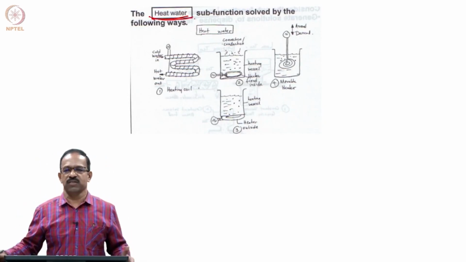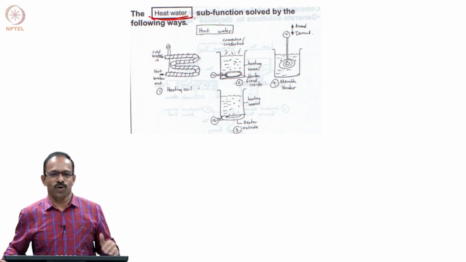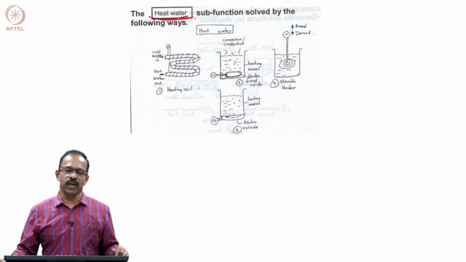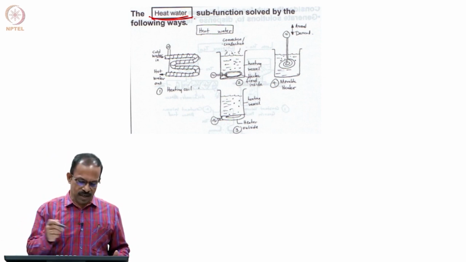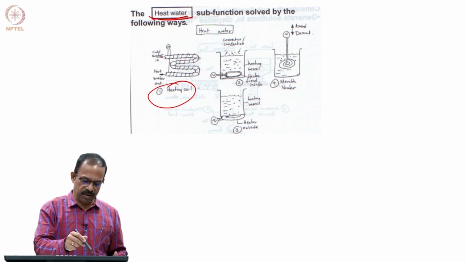Suppose you want to heat water. That is a function. You can actually have brainstorming or 635 method idea generation sessions for individual functions. So, each function you can take and then do an idea generation session, and then you can get ideas. Here, heating water: you can use a heating coil. Water will pass through the pipe, and then you can have a heating coil wound over it, and by heating this you will get hot water.